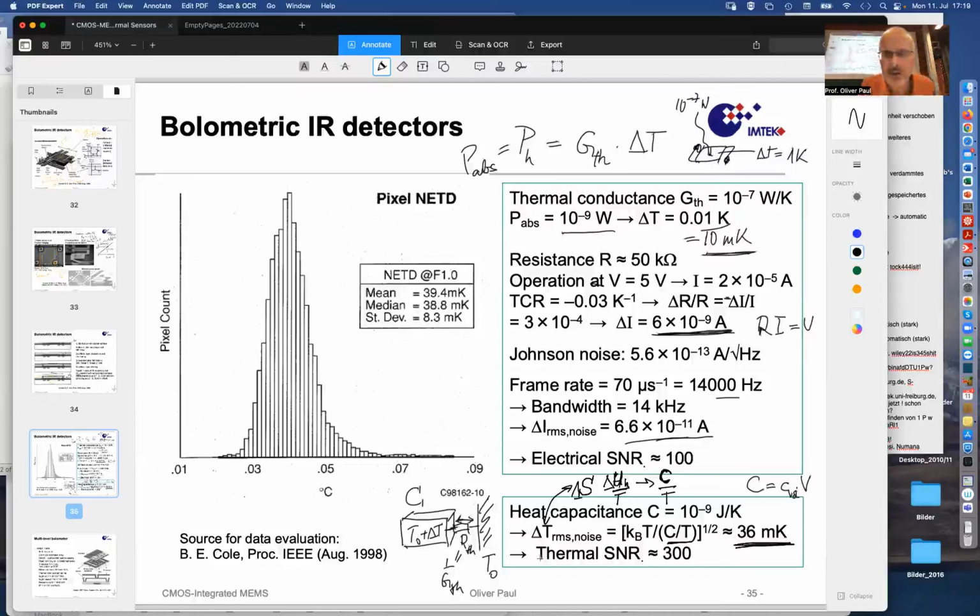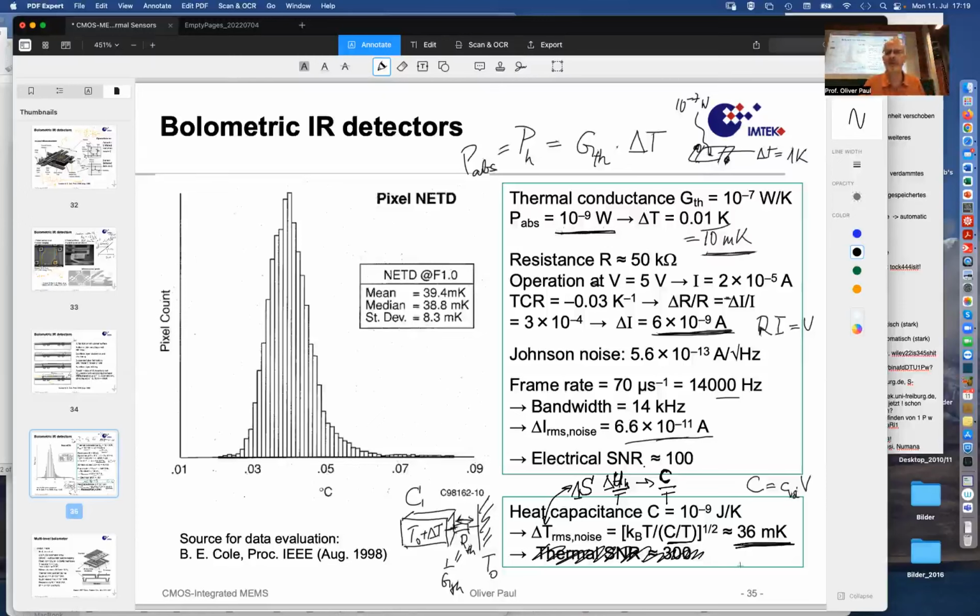And now please cross out this last line, which I don't understand anymore. I don't know what went through my head when I wrote that. It's insane somehow. So the thermal fluctuation of the temperature of this object is 36 millikelvin. It's more than what comes in by the thermal radiation. So the 10 to the minus 9 watt are definitely too small to be detected.